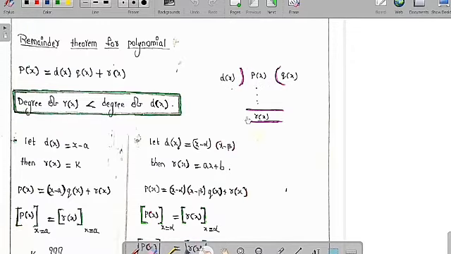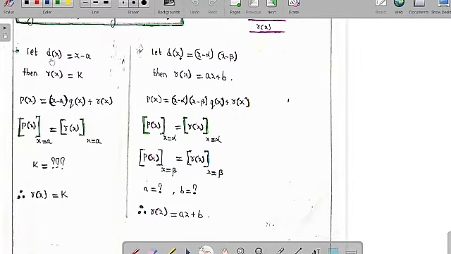We can see clearly that the degree, or the power, of r of x is always less than the degree or power of d of x. Let's suppose d of x is equal to x minus a. Then the polynomial d of x is x minus a, and you can see clearly that the power of this d of x is 1.